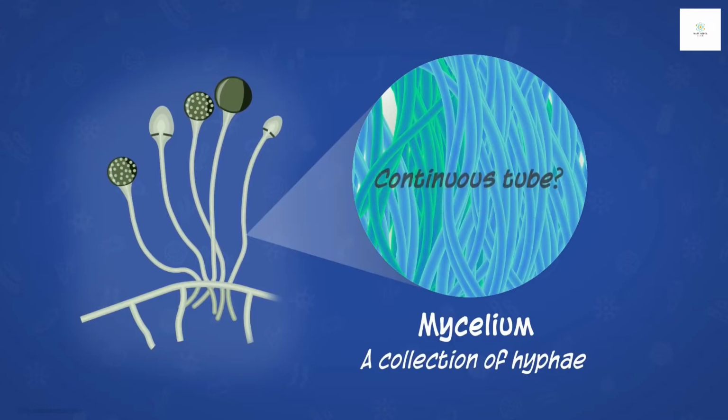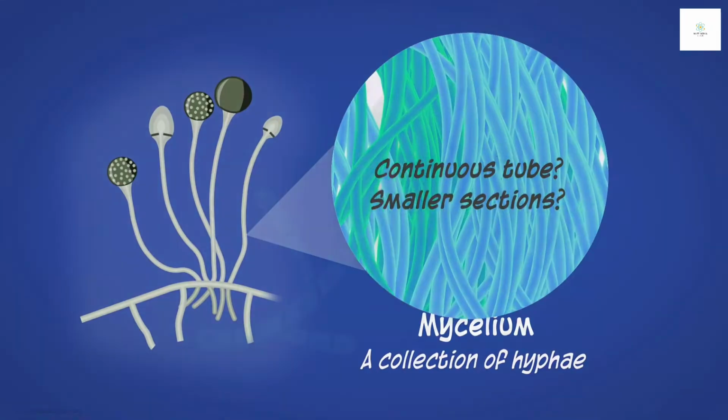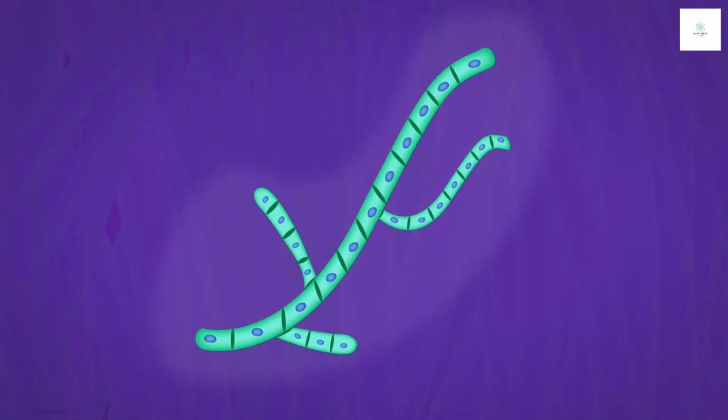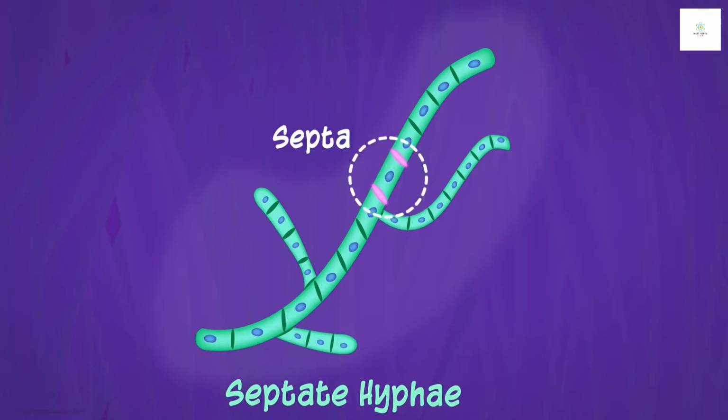Now, one more important question that pops up here. Are these hyphae made up of one continuous tube, or are they made up of smaller sections? Let's zoom in further to know this. Some fungi have hyphae that have partitions. These partitions, as we can see here, are called the septa or singular septum. So such types of hyphae are called septate hyphae.